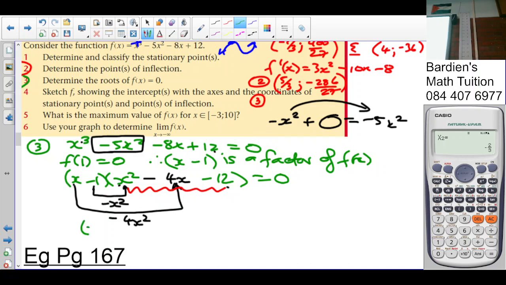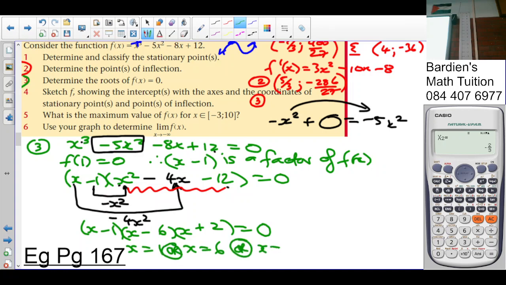So this will give us x minus 1. And for 12, it is going to be 6 and 2, so x minus 6 and x plus 2. So x is equal to 1, or x is equal to 6, or x is equal to negative 2. Any confusion there? No?